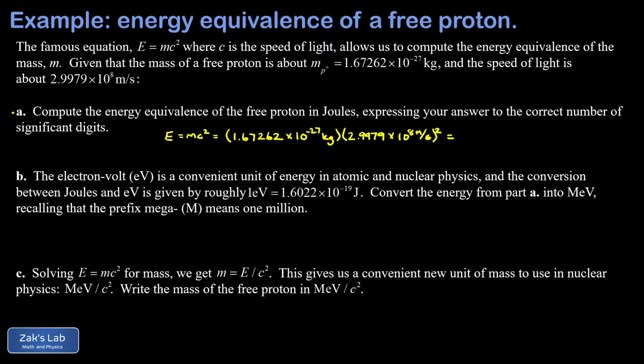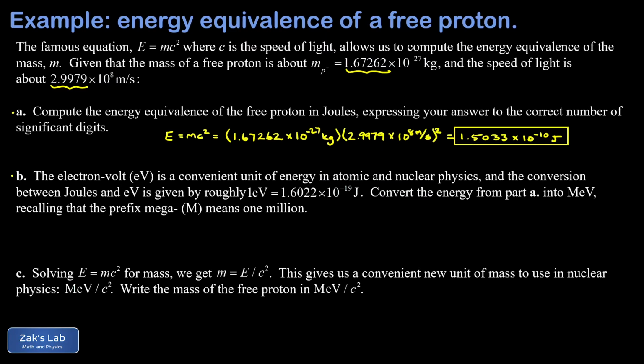So before we plug the numbers into a calculator, we just want to consider how many significant digits we should round the answer to. In the mass of the free proton, we were given 6 significant digits, and in the speed of light, we were given 5 significant digits. Because we're multiplying these things, we're going to round our final answer to 5 significant digits. And when we run the numbers on this, we get 1.5033 times 10 to the negative 10 joules.